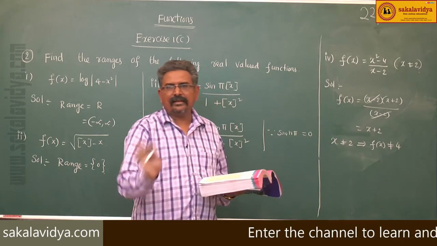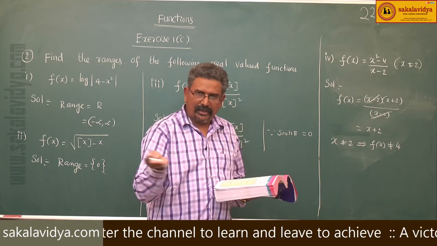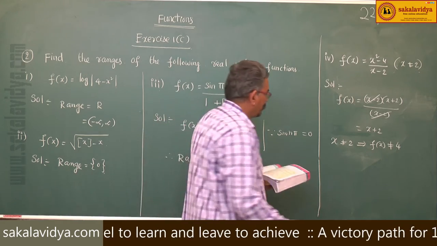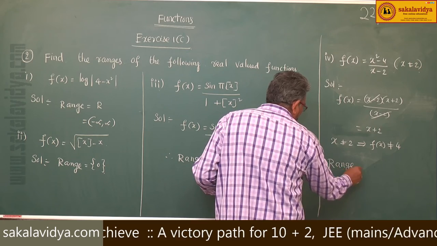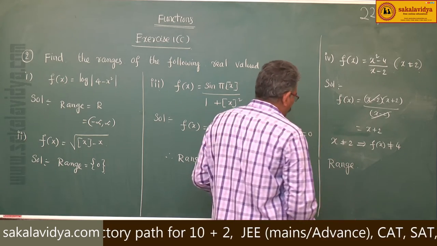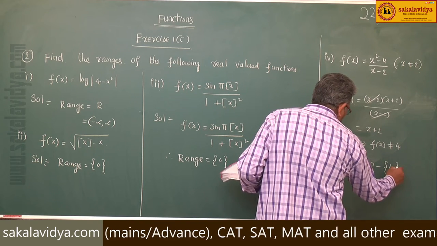F of x cannot take the value 4, or cannot attain the value 4. That's why in the range there cannot be the element 4. So range is equal to R minus 4.